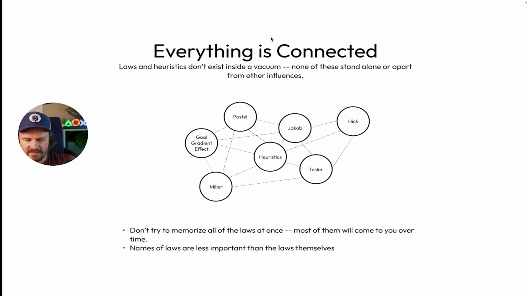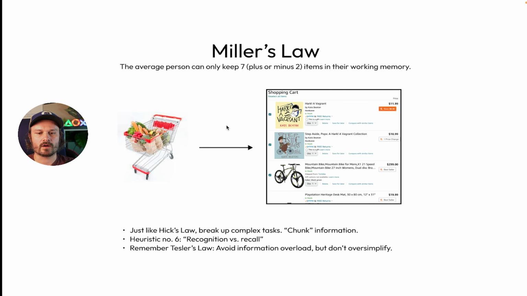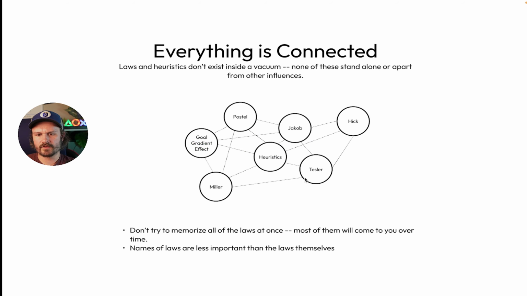And as I've brought up many times throughout this presentation, everything is connected. Laws and heuristics, they don't exist inside a vacuum. That is to say, no heuristic, no law stands alone or stands apart from any other heuristic or law. Everything influences everything else, which is why, on Miller's Law, I reminded you to think about heuristic number 6 and how that melds with the law. And also, when you think of Miller's Law, maybe you also think of Tesler's Law and how they interact.